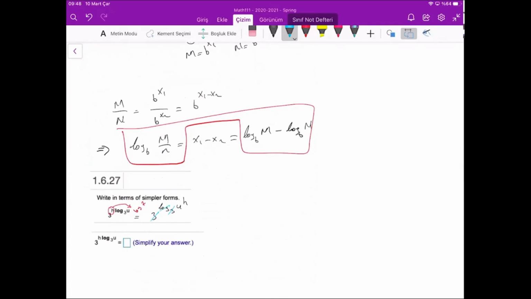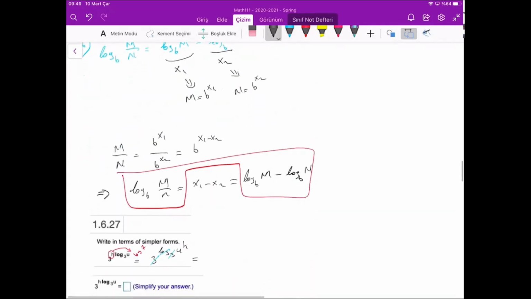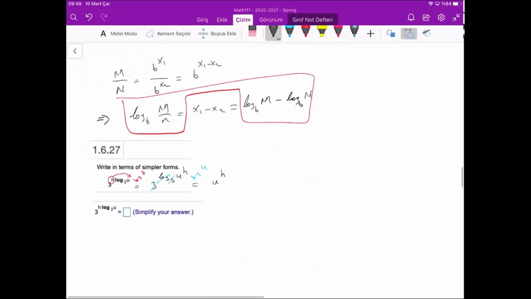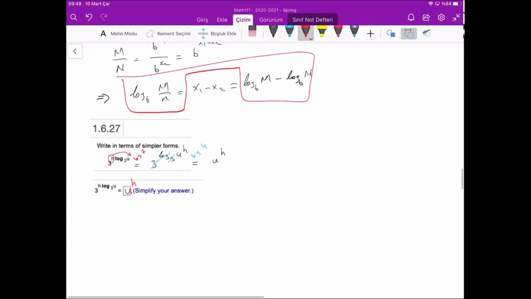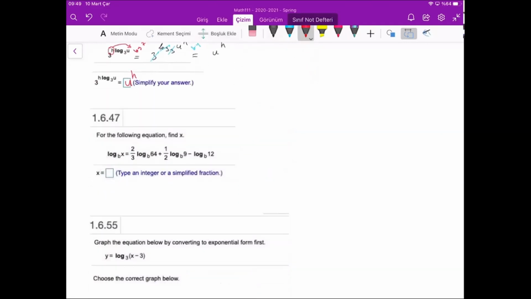So this equals, by which property? By property 4, u to power h. So the answer of this question is u to power h. By using these properties, you can simplify. Please solve several questions about these properties from the study plan, because there are several alternatives.